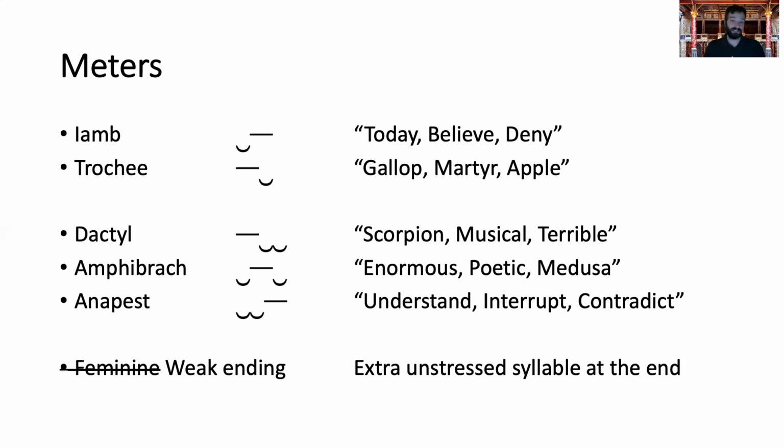So the dactyl is a foot that goes stressed, unstressed, unstressed. Words like scorpion, musical, terrible, right? Do you hear how the accent is on the first syllable? Like my name, Jonathan. Right? An amphibrach has the stressed syllable in the middle, right? Enormous, poetic, Medusa, right? In all of those words, the stressed is in the middle. And an anapest has the stressed syllable at the end, like understand, interrupt, contradict, right?